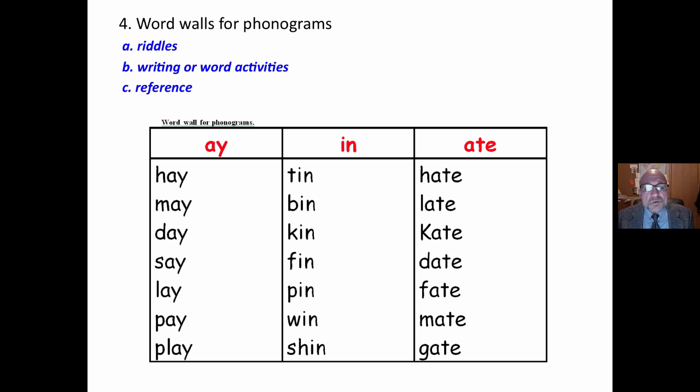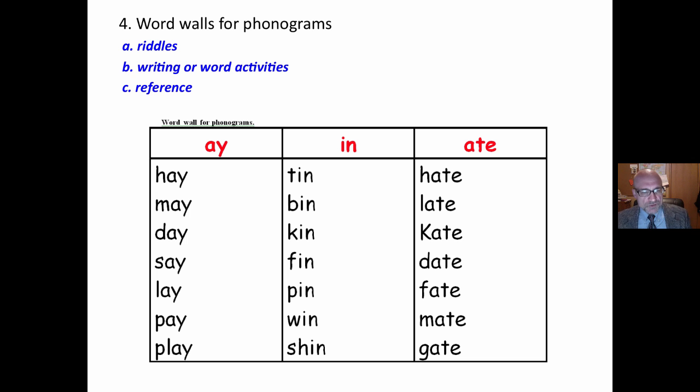Word wall for phonograms. Simply words on a wall organized in terms of common phonograms. You can do a lot of different activities here. I'm thinking of a word. It's something that has a sharp point. What word is that? Riddles, writing, or word activities are used for reference when you're working on word analogy.